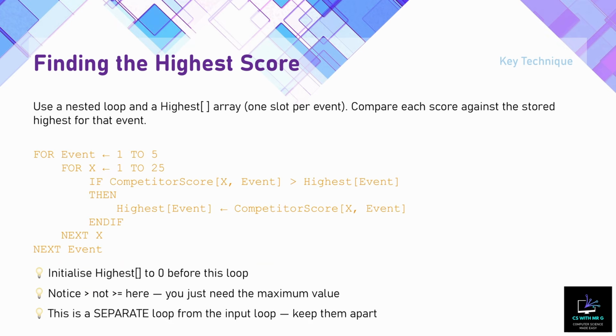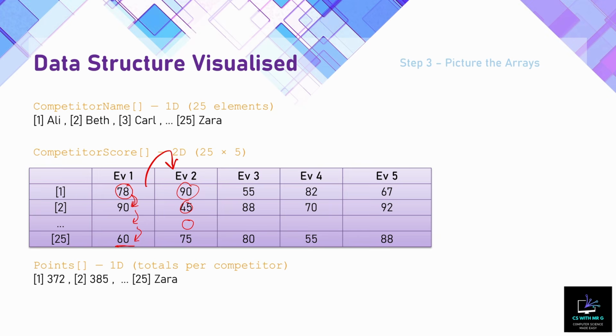Then what we can do, using the exact same method of a nested loop, we can find the highest score by checking if the score for each competitor in each event is bigger than the current stored highest. So remember, at the beginning, highest was set to 0 for all positions in this array. So no matter what, the first competitor in the first event will be stored, as whatever number's being typed in here is going to be more than 0. Then the same thing applies. We are going to loop through 1 to 25, checking each competitor in event 1, checking if 78 is bigger than 90, if 90 is bigger than this number, and so on and so forth.